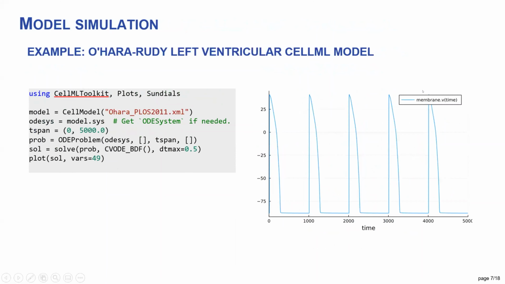Okay, the second use case just highlights CellML Toolkit, which allows you to import CellML models. Here we are looking at a model of the O'Hara-Rudy left ventricular model. And we can again import the model in just one line of code and then convert it into a ModelingToolkit ODE system, which, like I said, is the entry point into the SciML ecosystem. So you have all SciML tools at your disposal.